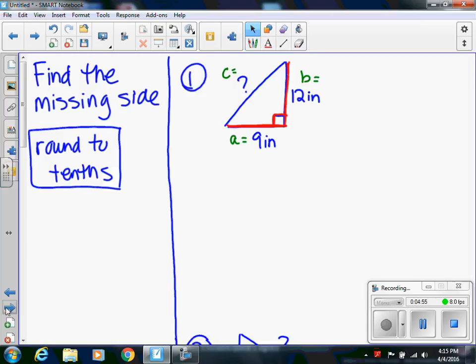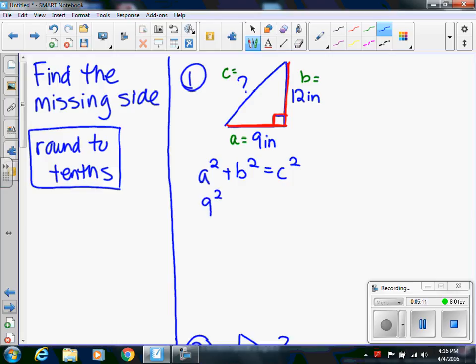So I'm going to go ahead and use my formula. We always start with a picture first, and then the formula. A squared plus B squared equals C squared. I'm literally plugging in the numbers that I have for A and B, because that's all I have. A is 9, so I'm going to put 9 squared. I'm not doing the square yet, I'm just writing it down. I'm plugging in 12 for B, but I still have the square. And C is what I'm trying to find, so it's C squared.